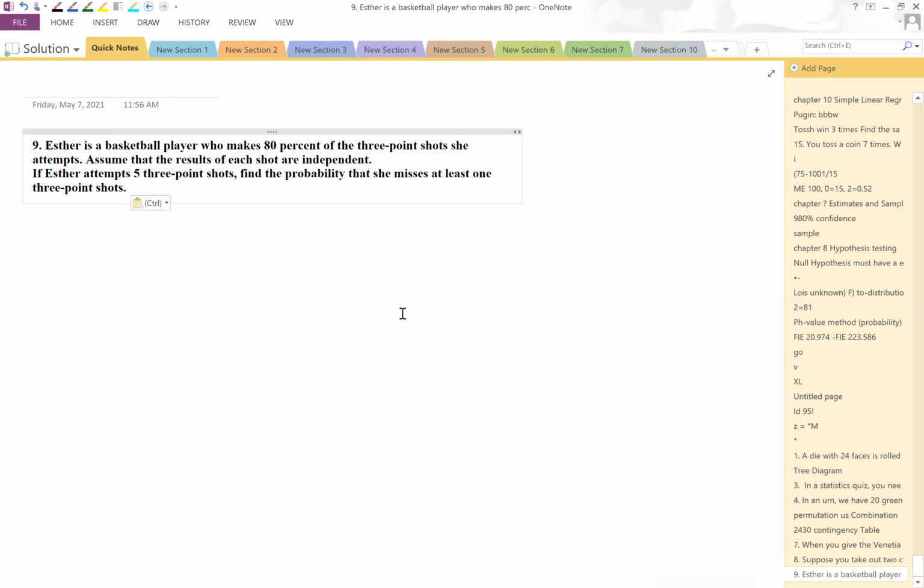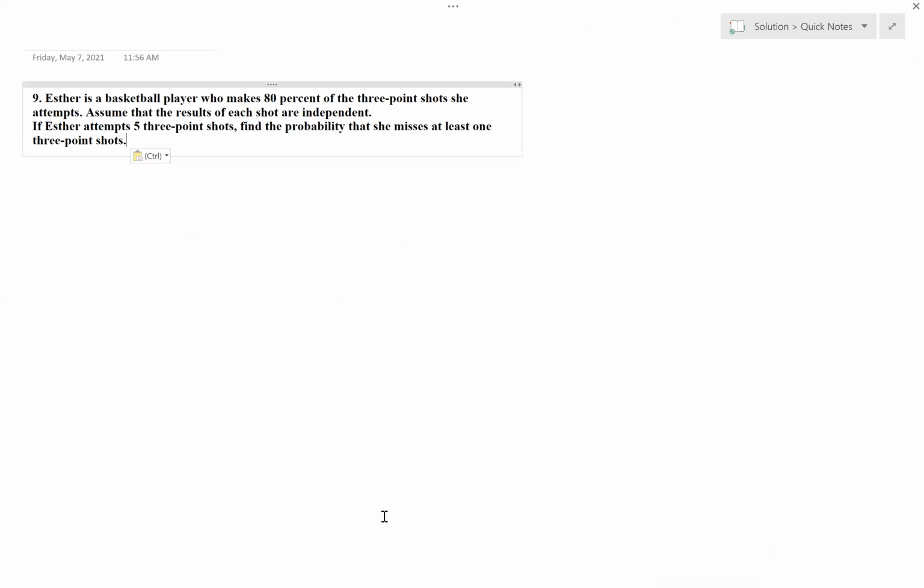So we have this: Esther is a basketball player who makes 80% of the 3-point shots, right, which is a pretty decent rate. So assume that the results of each shot are independent. If Esther attempts 5 3-point shots, find the probability that she misses at least 1 3-point shot. What is the complement event of misses at least 1? At least 1 here will be 1, 2, 3, 4, 5, right? That's too many events. So it's easier to handle this problem using a complement.